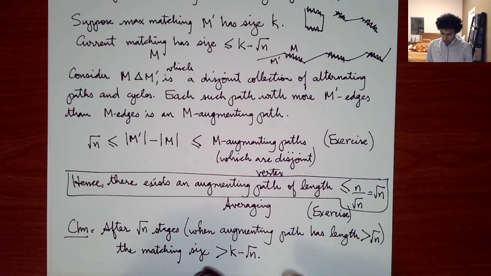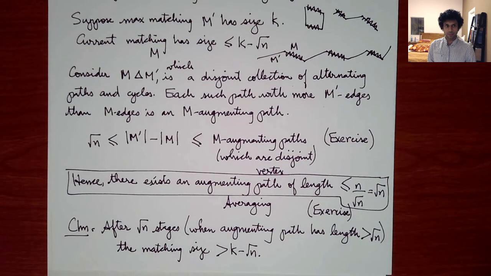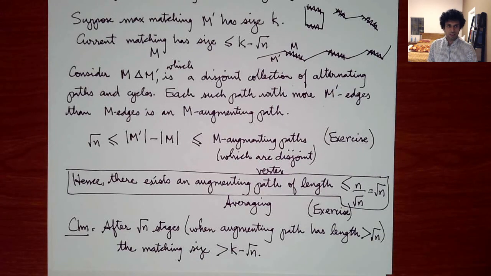Okay, so now what happens when the matching size is k minus root n? How many more augmentations can be performed after the matching size is k minus root n?